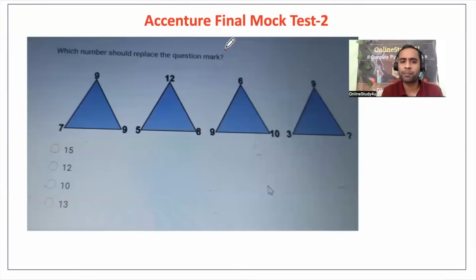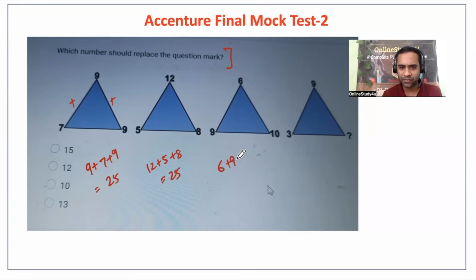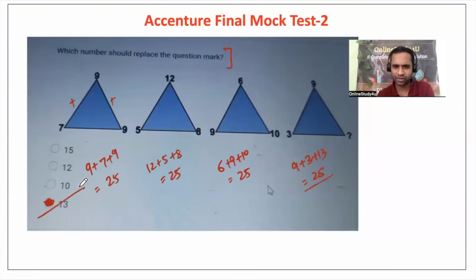Now, which number should replace the question mark? We have 9 7 9, then 12 5 8, 6 9 10, and 9 3. This kind of question is a little tricky, you will not understand what is happening easily. So add everything: 9 plus 7 plus 9, 16 plus 9 is 25. Then 12 plus 5 is 17, 17 plus 8 is 25. Then 6 plus 9 is 15, 15 plus 10 is 25. Then 9 plus 3 is 12, and 12 plus 13 will be 25. So option D will be the correct answer. This is how you will solve the questions in the examination.